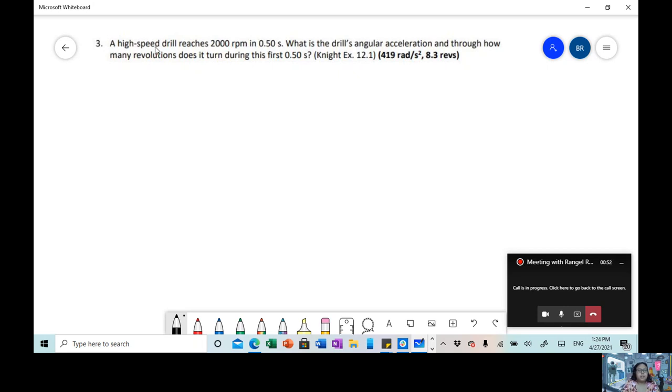So we have a high speed drill that reaches 2000 revolutions per minute in 0.5 seconds. Here it's asking us, what is the drill's angular acceleration? And through how many revolutions does it turn during the first 0.50 seconds?